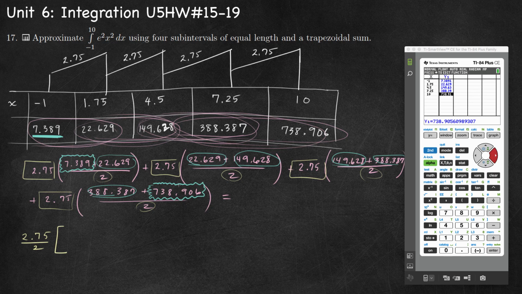So I can save myself some button presses if I say, oh, I know this is just 7.389 plus 22.629 plus 22.629. I can just say that's 2 times 22.629 plus 2 times 149.628 plus 2 times 388.387 plus the 738.906 only occurs once, like so. So that makes it a little bit easier to compute on the calculator.